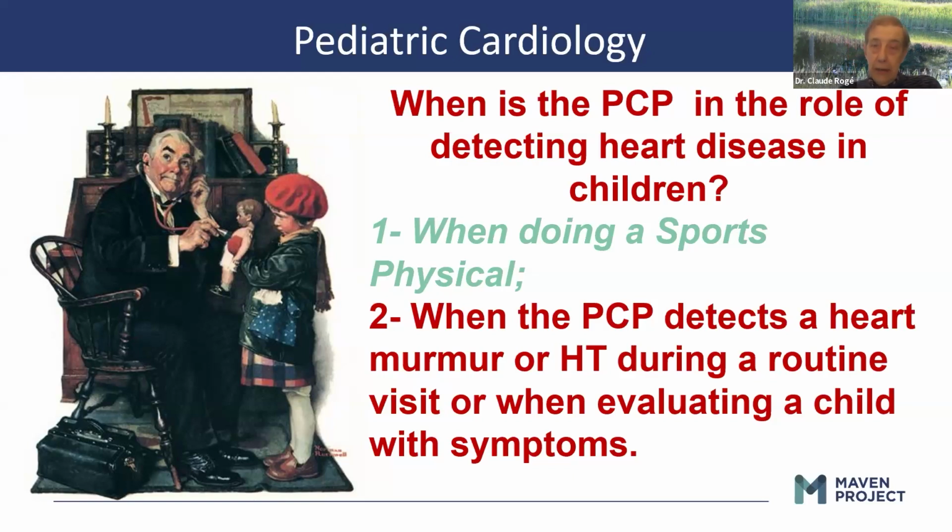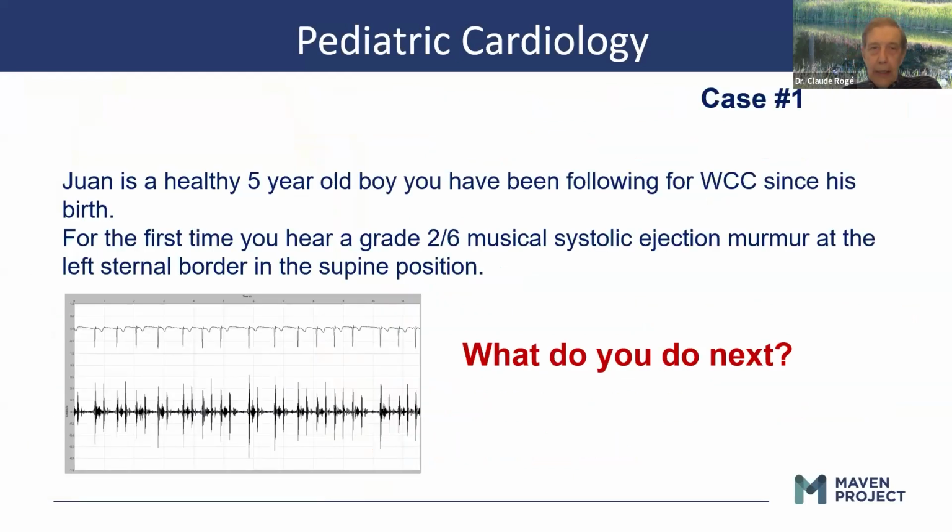All right, so let's go to the next thing that you are going to be faced with very frequently: someone with a heart murmur. This case is a healthy 5-year-old boy, and you have been following him since his birth. For the first time, you hear a grade 2/6 musical systolic ejection murmur at the left sternal border in the supine position. You probably cannot hear it; I have a hard time hearing it myself there. So the question is, what do you do next?